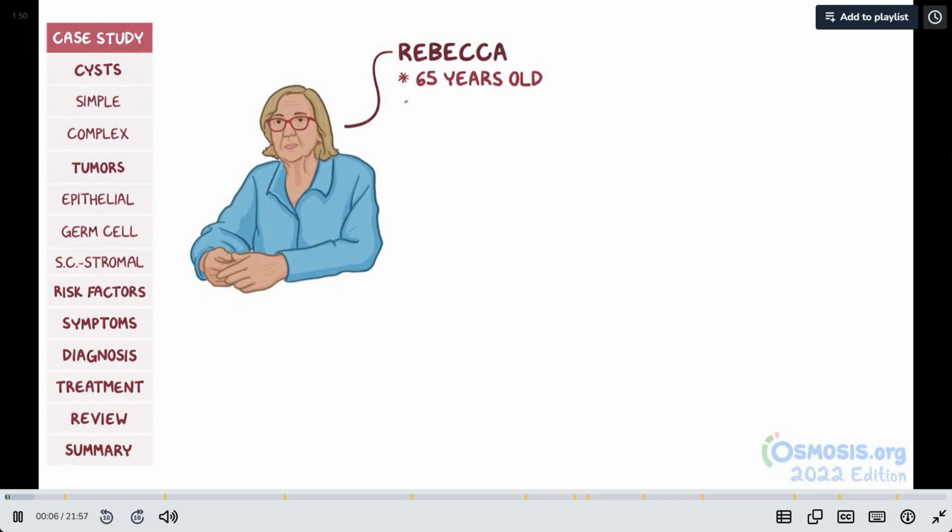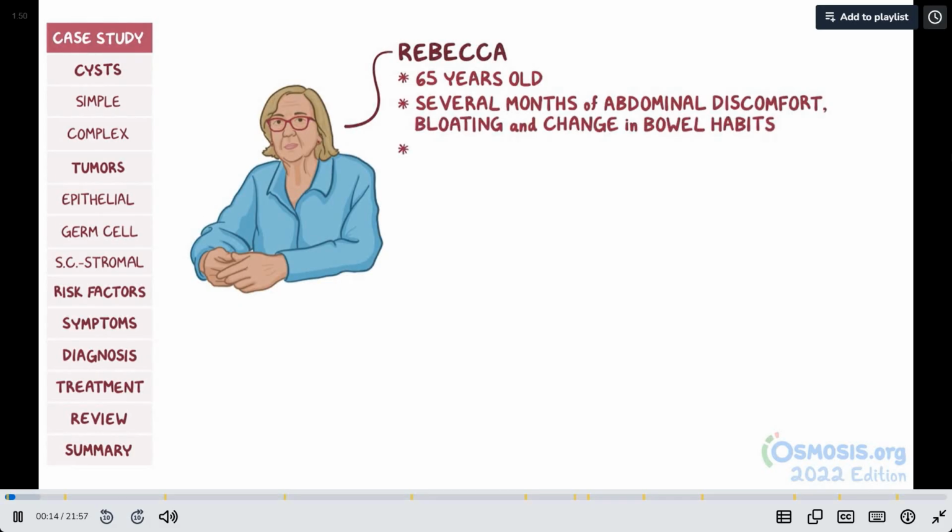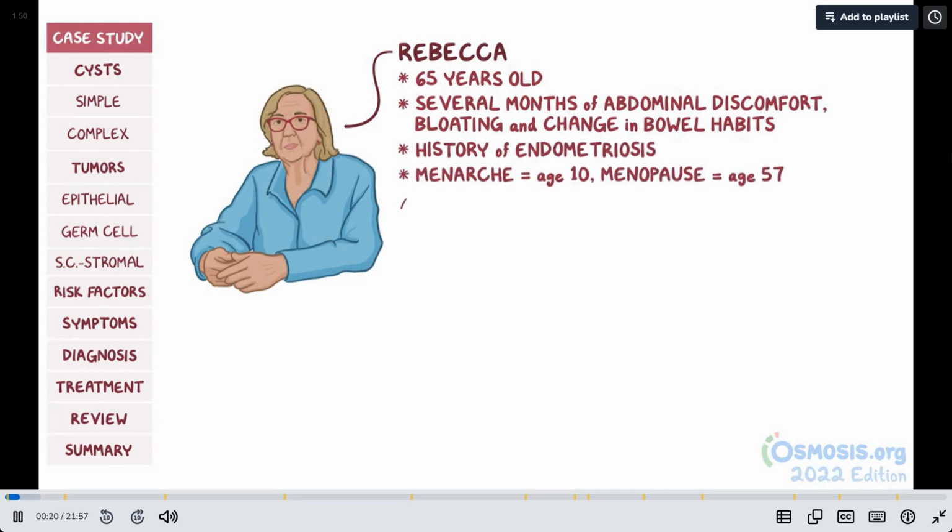65-year-old Rebecca presents to the clinic with several months of abdominal discomfort, bloating, and a change in bowel habits. Her past medical history is significant for endometriosis. Menarche was at age 10 and menopause at age 57. She has never been pregnant.